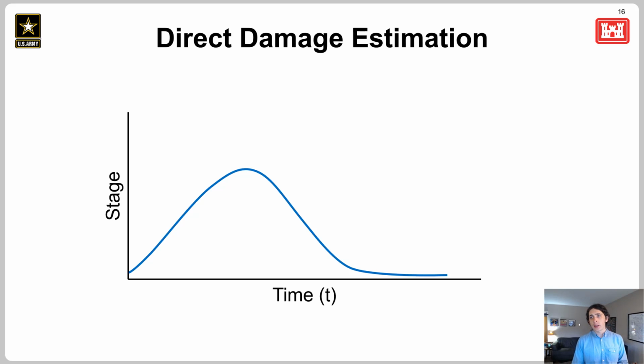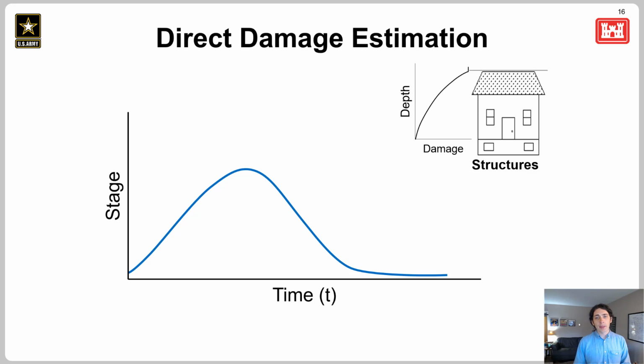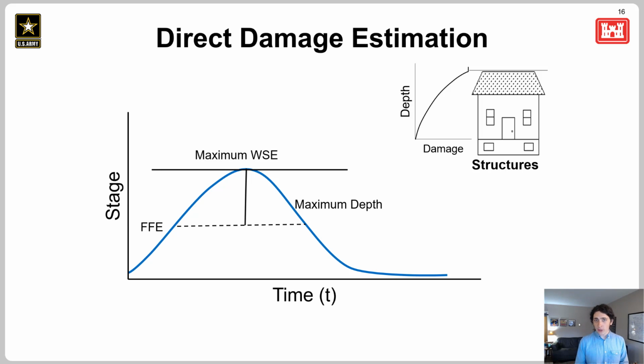We're going to start with the direct damage calculations. On the screen now we're looking at the stage in the river over time. For each structure in the study area we have a depth damage relationship. We're going to look at the maximum water surface elevation at the location of that structure and subtract the first floor elevation of the structure to get the maximum depth.